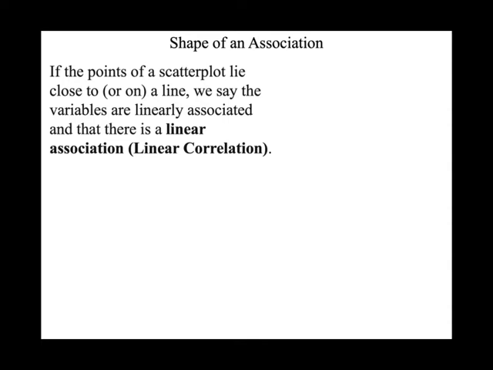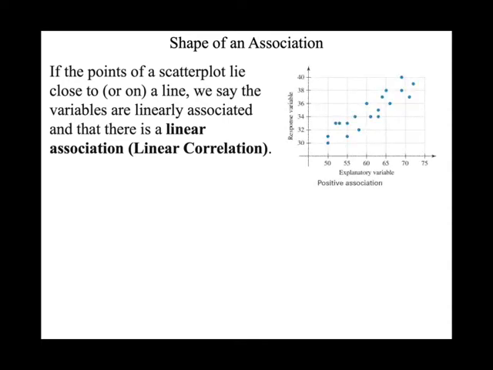Shape of an association. If the points of a scatterplot lie close to or on a line, we say the variables are linearly associated, and that is a linear association, or we could say linear correlation. So this is my scatterplot here. If I could draw a straight line here, and all those points are going to be around the straight line, we believe there is a linear correlation. And also, we talked about it in Section 6.1. Since the slope is increasing here, we know there is a positive linear correlation.